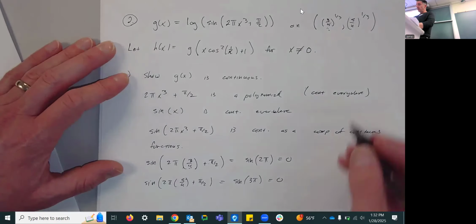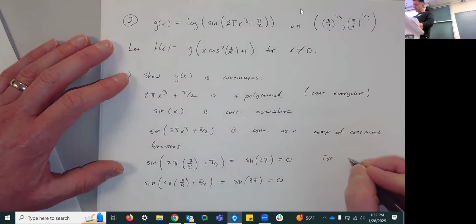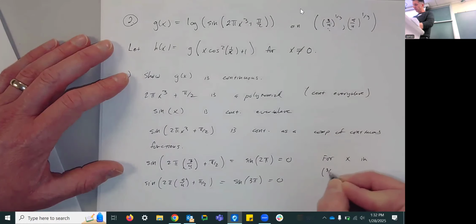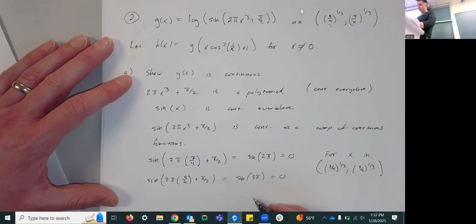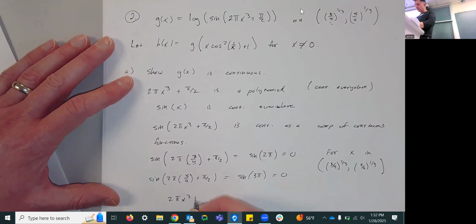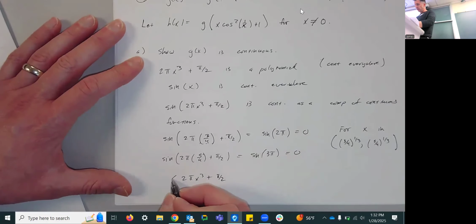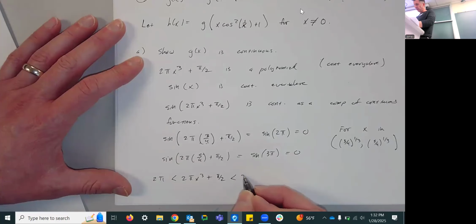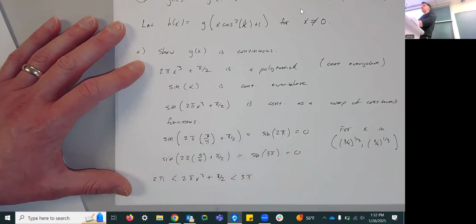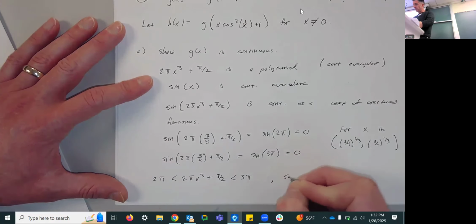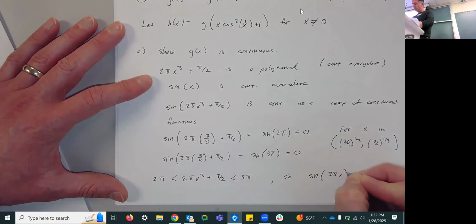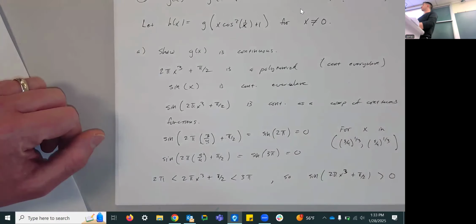So what I want to point out here is that for values of x in the interval 3/4 to the 1/3, comma, 5/4 to the 1/3, 2 pi x cubed plus pi over 2 is always between 2 pi and 3 pi. Which means that sine is going to be always greater than 0. So sine of 2 pi x cubed plus pi over 2 is going to be greater than 0 on that interval, which is good enough, right?